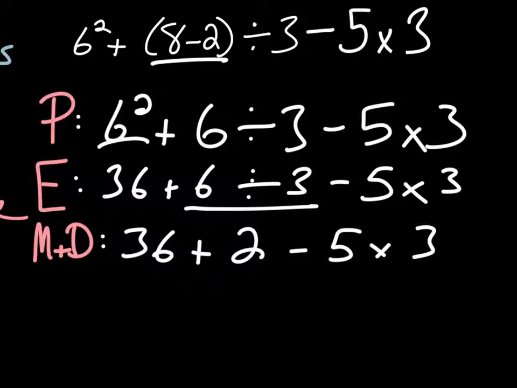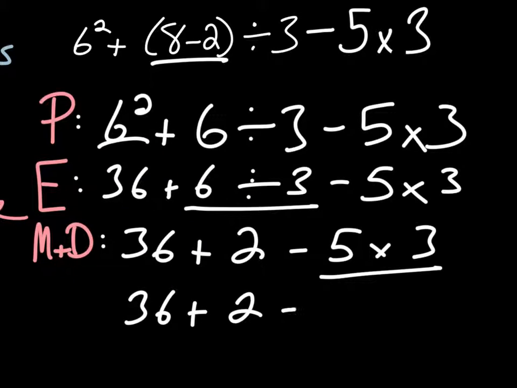Now we're ready for the multiplication. That's at the end of the equation. So that becomes 36 plus 2 minus 5 times 3. That is 15.